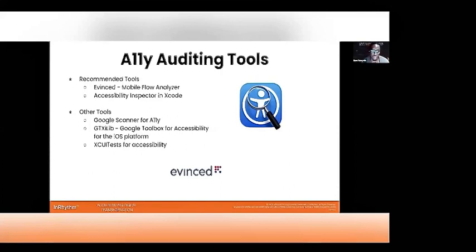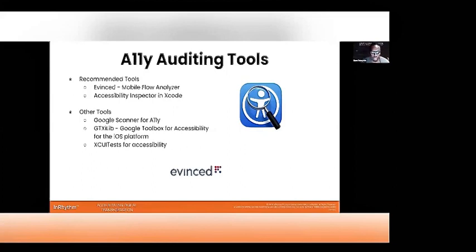And Evinced Mobile Flow Analyzer is just an audit tool that you can manually scan each screen with, and it will give you a report for all the problems. Or you could use the SDK, and you can incorporate this tool during your UI testing, and you can scan each screen and generate a report after your testing is complete. So it's a pretty cool tool, and I'll give you the pros and cons after I show you guys the report.